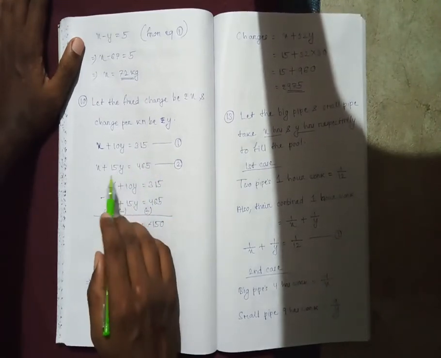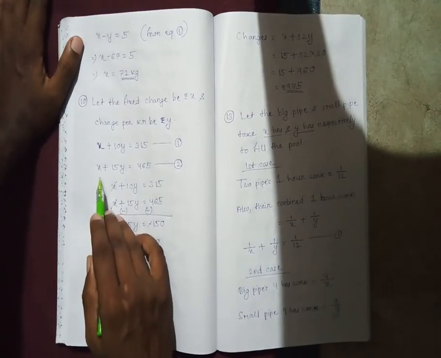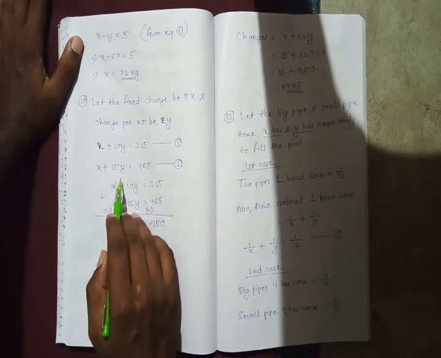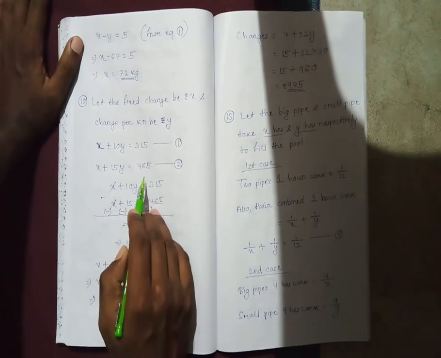Similarly for 15 kilometers, fixed charge, that is x, plus per kilometer y. So for 15 kilometers it will be 15y. So x plus 15y is rupees 465. Let it be equation 2.